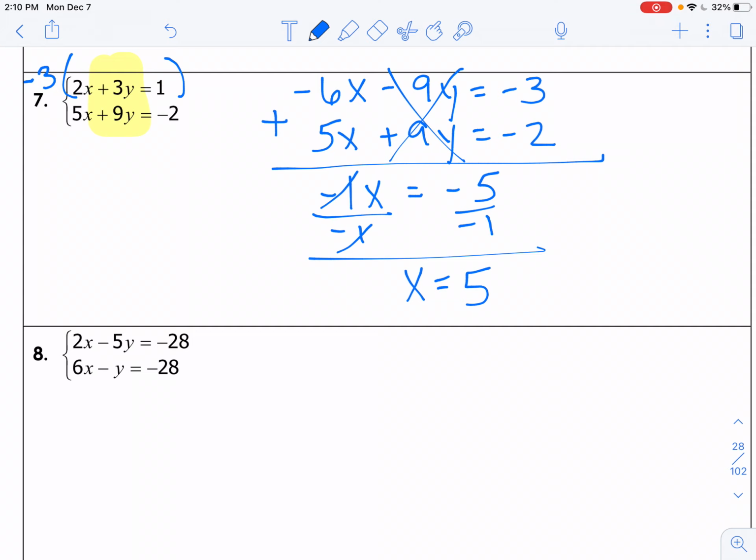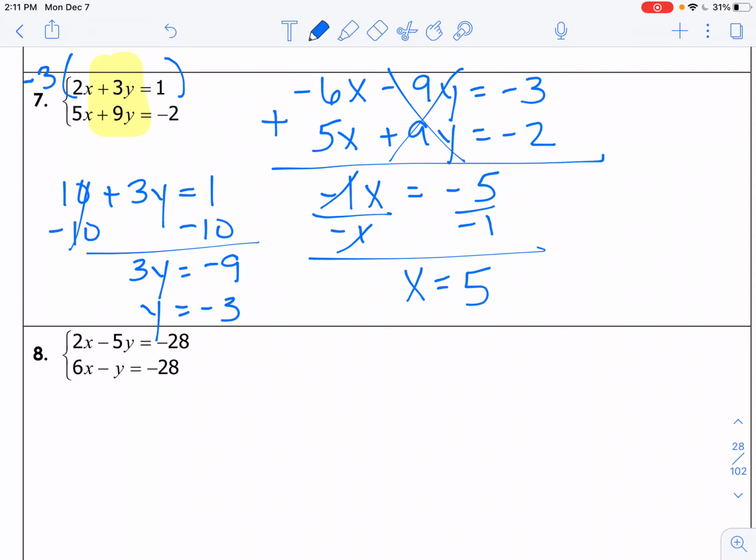Now let's go plug that back in and get y. I think I'll do, it doesn't really matter, I think I'll do the first equation. 2 times x, 2 times 5 is 10, plus 3y equals 1, minus 10, 3y equals -9. Divide out that 3, and we get y equals -3. Ordered pair, 5, -3. Good.